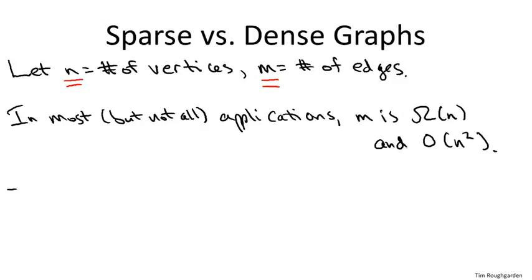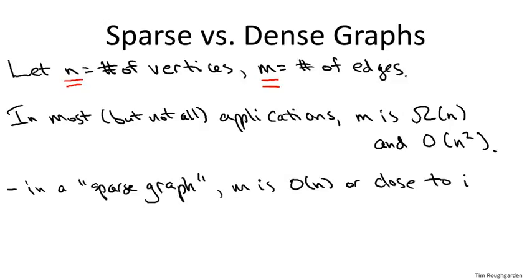Now, I'm not going to give you a super formal definition of what a sparse or a dense graph is, and people are a little loose with this terminology in practice. But basically, sparse means you're closer to the lower bound, closer to linear. Dense means you're closer to the upper bound, closer to quadratic.